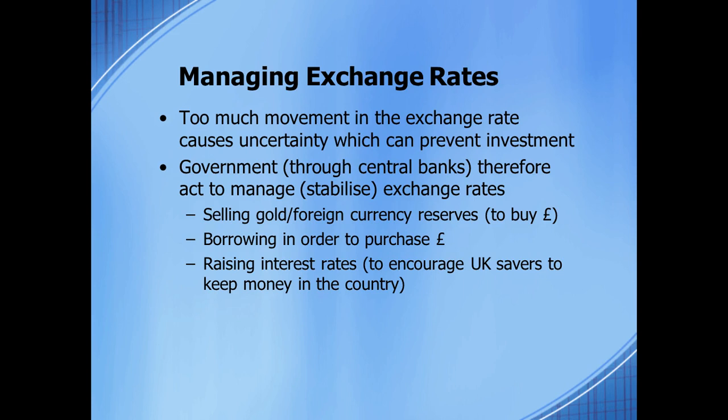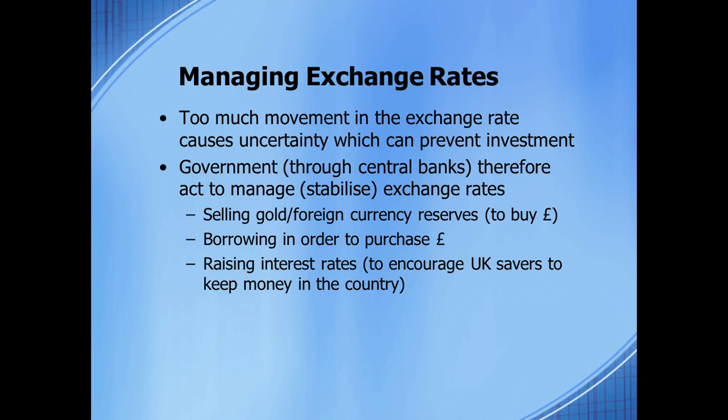We need businesses to be buying, to be selling, and to be involved in economic activity. So it's really important we're able to predict, to try and control, and to know what these decisions are going to be, so we can be kept in control as much as possible. The role of government, through the central bank, is therefore to manage and stabilise the exchange rates, perhaps by selling gold or foreign currency reserves to buy pounds. It could be borrowing in order to purchase pounds, and raising interest rates to encourage UK savers to keep their money in this country.